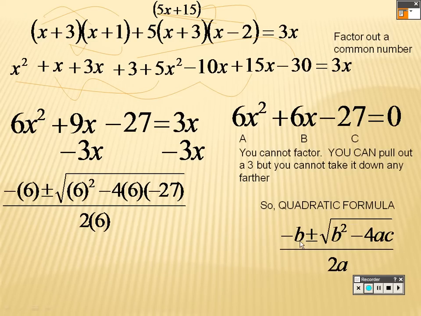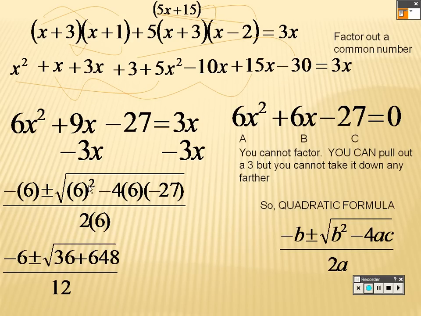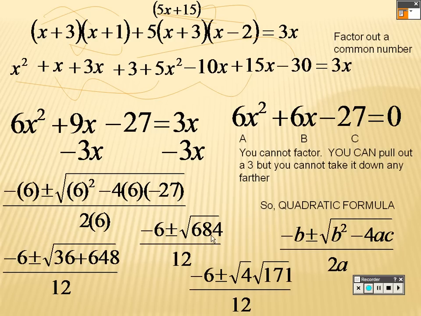Everywhere where there's a b, I plugged in my 6. Everywhere where there's an a, I plugged in my 6. And everywhere there's a c, I plugged in my negative 27. So that's a negative 6 out in front. That becomes 36. Negative 4 times 6 times negative 27 is 648. And on the bottom I get a 12. So I get 684 under that root, which I can separate into square root of 4 and the square root of 171. The square root of 4 is 2.